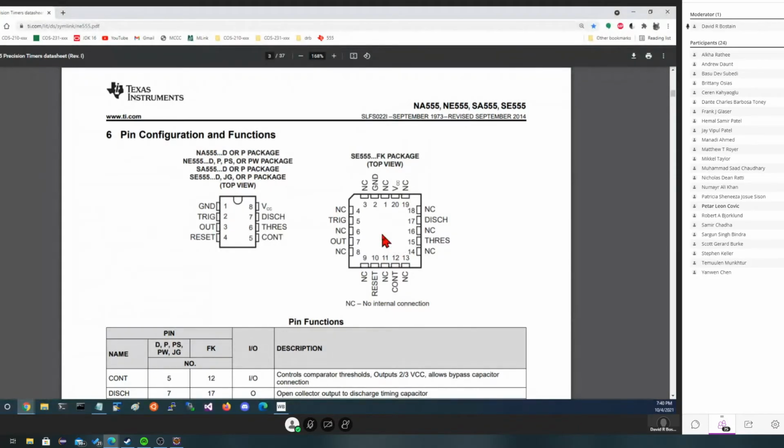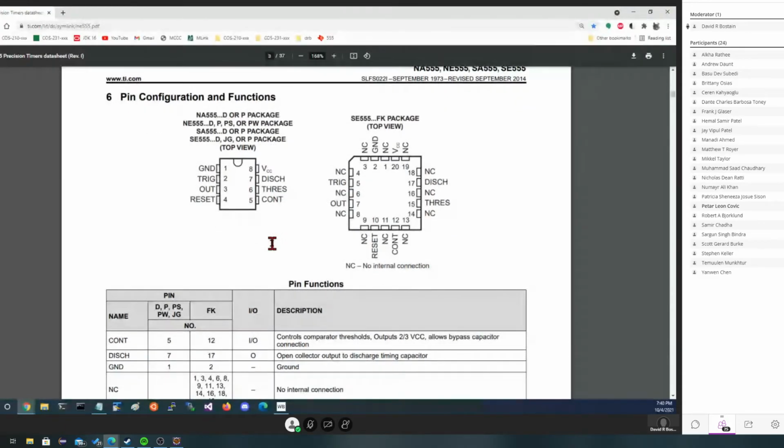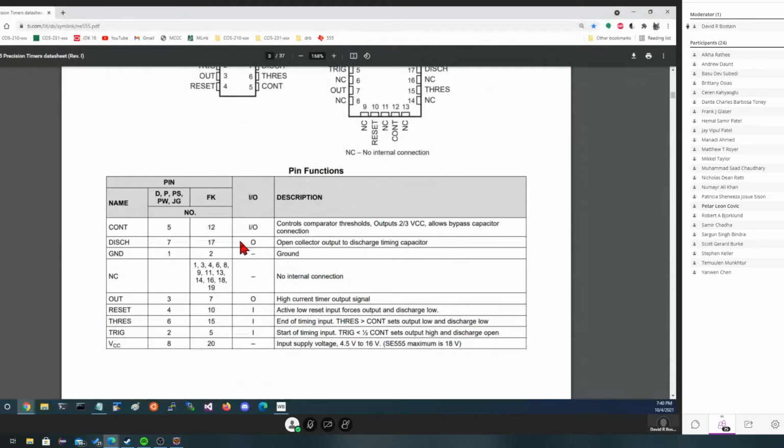They actually make a 556, which has two of these in the same package. It's also very common. Down here, there's a little discussion of whether each pin is input or output. Notice that control can be either input or output depending on how we're using it. Generally, we'd leave it unconnected or bypassed for an astable multivibrator. Discharge is an output pin, and output is, of course, an output pin. The others on our chip are going to either be input or, like VCC, the input voltage.